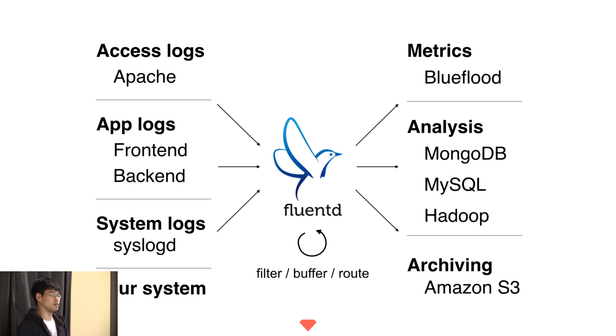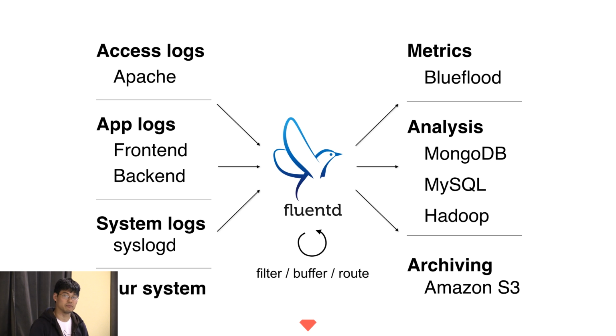You can make sure that the data is transferred properly by buffering to the disk. You can route messages based on tags. I'm going to go into these details more. And of course, you can do what I call lightweight in-stream processing by using the filters. Then you send data to wherever you want to send the data to: MongoDB, MySQL, Hadoop, Amazon, Google, you name it.